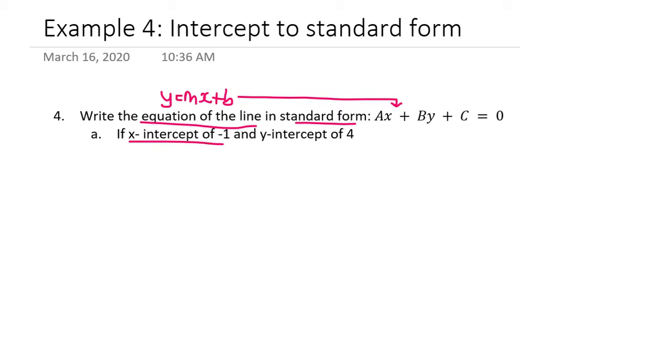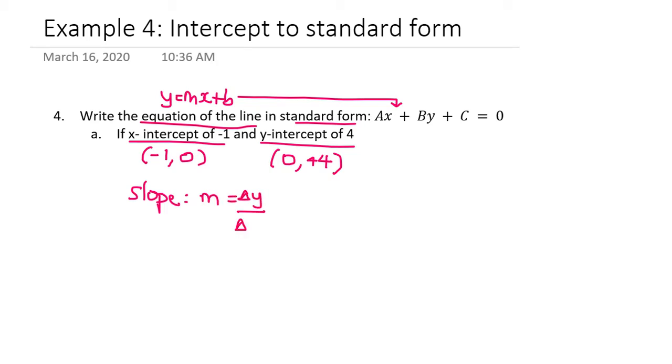We need the x-intercept, which is given as when x is equal to -1, our y must be equal to 0. On the other side, we have our y-intercept, which means that when x is equal to 0, our y is equal to +4. Once we recognize these two pieces of information, that should be a big step in determining first the slope. To determine the slope, we need our m to be equal to change in y over change in x.